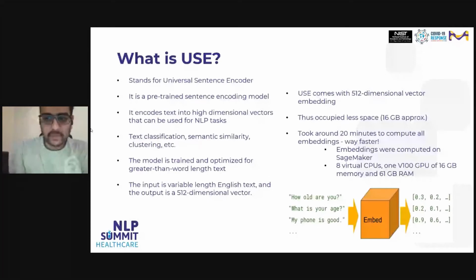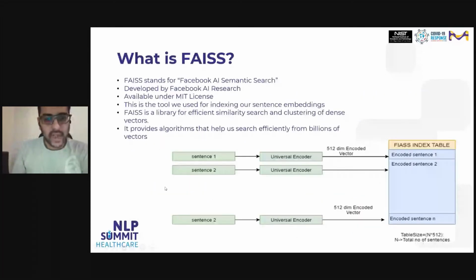As we saw in the previous slide, we have converted all the sentences from our documents into 512-dimension encoded vectors, and we are storing them in the encoded sentence index. It then provides an algorithm that helps us search efficiently across billions of vectors. We had more than 70 million sentences, because with 120,000 articles, and articles that are 5 pages, 10 pages, even 50 or 100 pages long, the number of sentences is quite huge. That's the advantage FAISS offers.